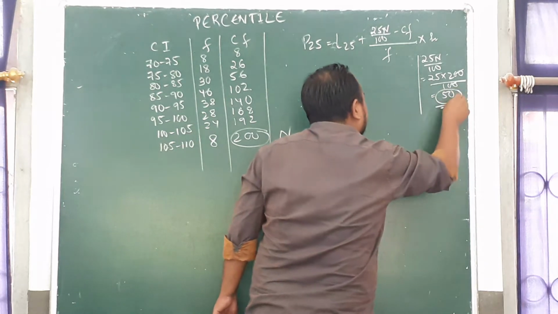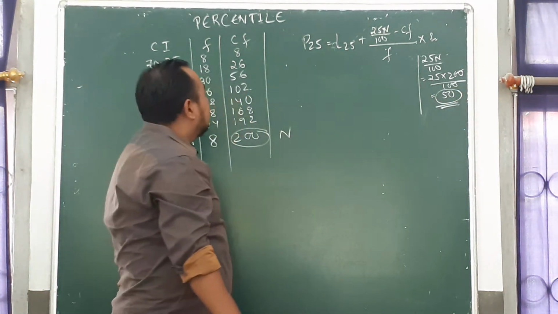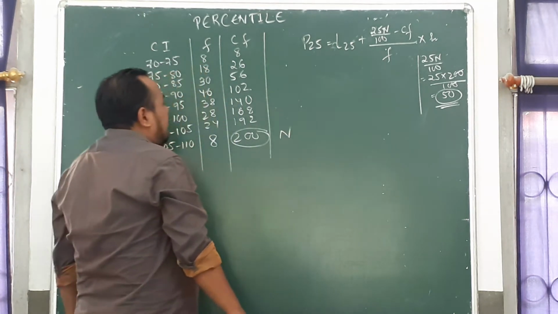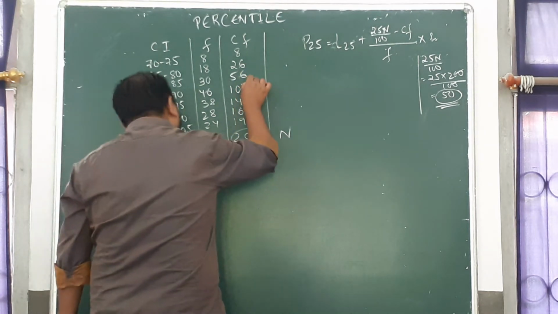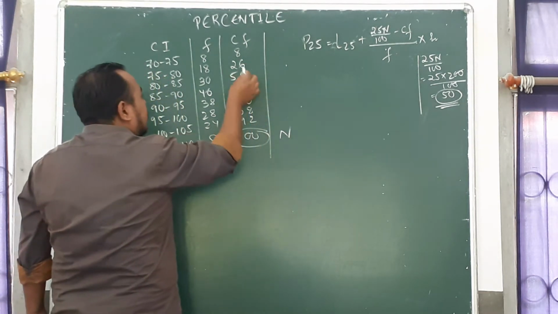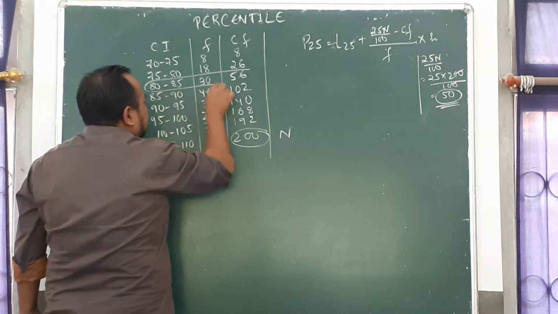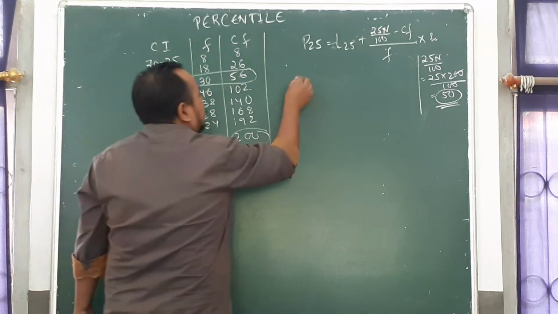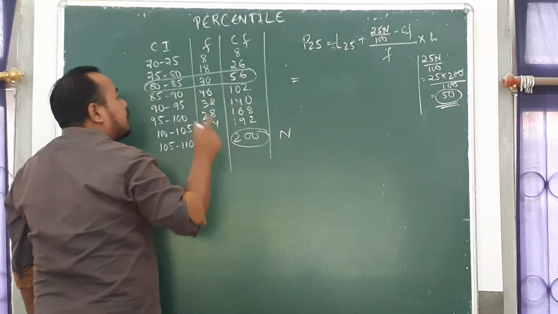So this is very important. This 50, you are going to look at the cumulative frequency table and locate 50. So where does 50 lie? Between 26 and 56. You take the greater one, so this becomes the percentile class. That means the answer will be between 80 and 85. Now it's just a matter of putting the values. L25 means the lower limit of the percentile class.